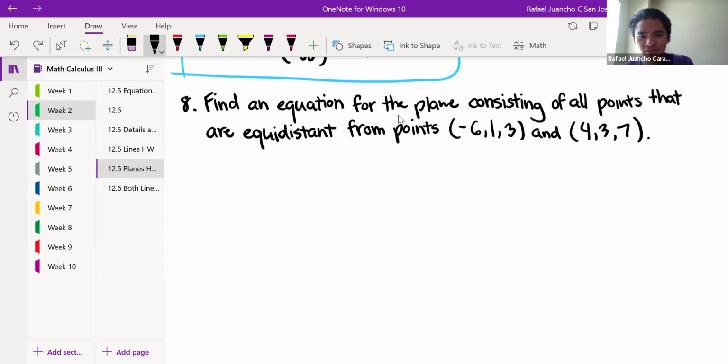Well, equidistant means, I'm gonna Google it. You think I know? Probably like equal distance. Oh, there you go. Yeah, equal distance. So they're equidistant.